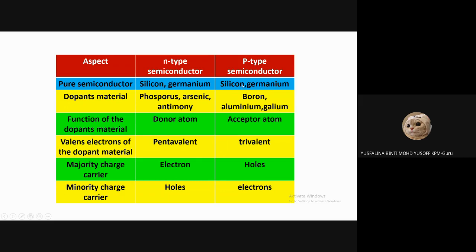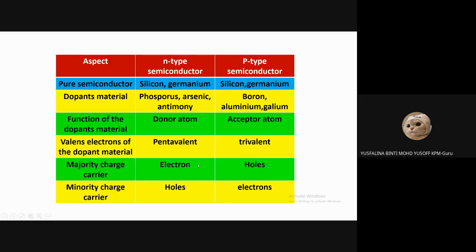Okay, but for the P-type, they only receive. The dopant material only receives the electrons from the semiconductor. Valence electron, this one I already explained just now.